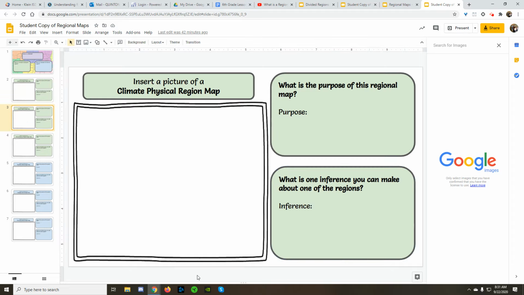That's an inference. What do you believe you can say about this region that you've selected based on the map you're choosing? Here you can do a climate physical region map. Then you can do a natural resource physical region map. Now you'll notice that they're blue, the colors changed, and now we can do more human related geographic features. Things like population. So we can look for population type of maps. You can look for where languages are spoken. You can look at how money gets spent, different economic regions. And again, you're going to explain the purpose of the map that you choose and the inference that you can make.